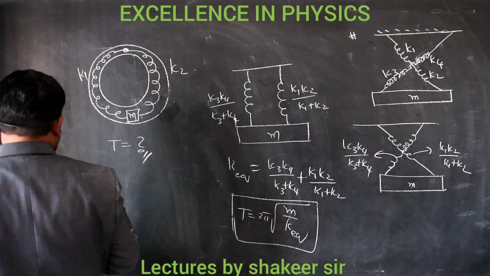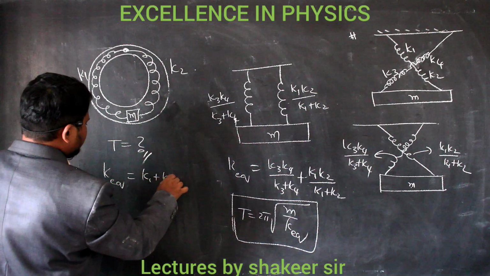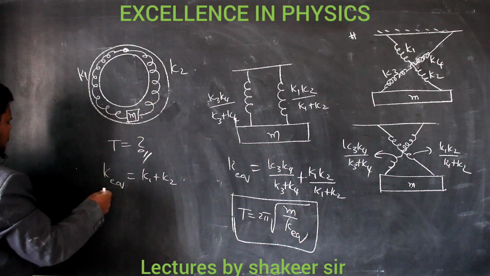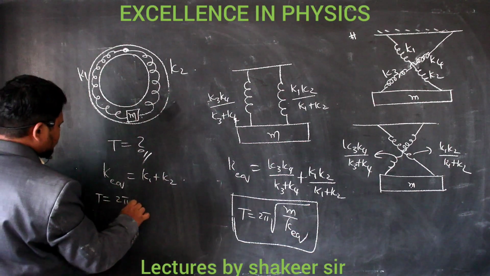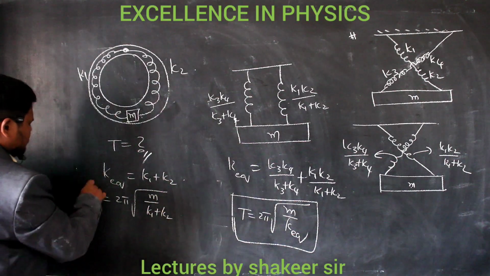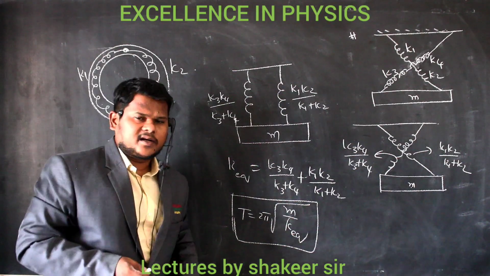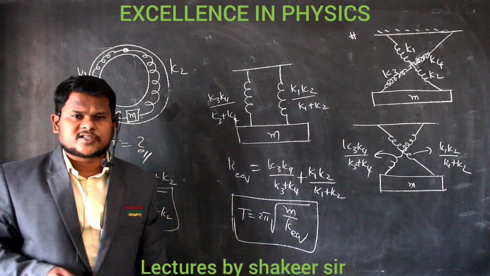So when they are connected in parallel, what is the total K equivalent? It is equal to K1 plus K2. That's all. So again the relation is T is equal to 2 pi root of m divided by K1 plus K2. So this is the time period. So this is how we have to identify whether the springs are connected in series or parallel combination.